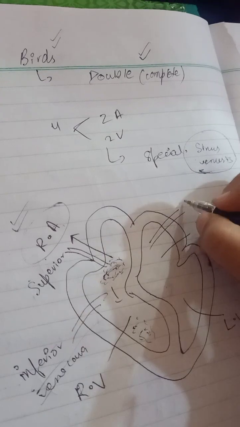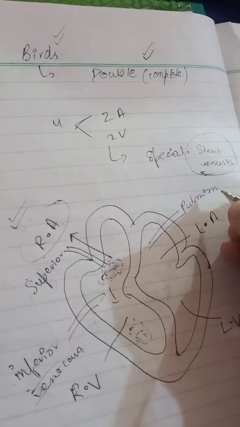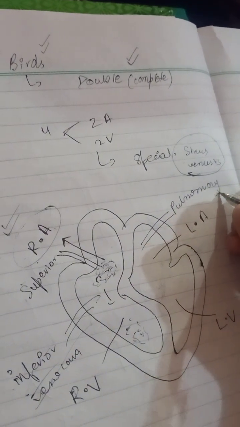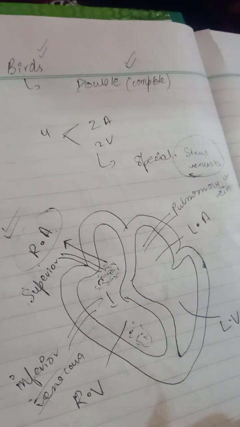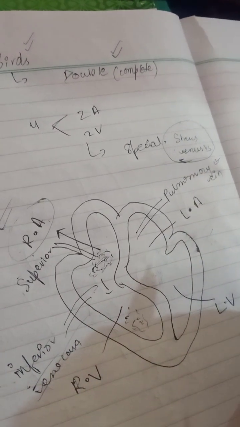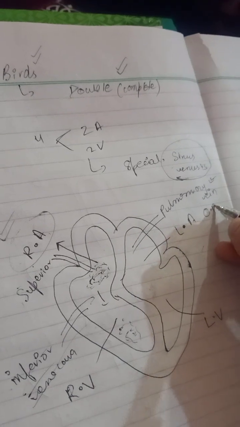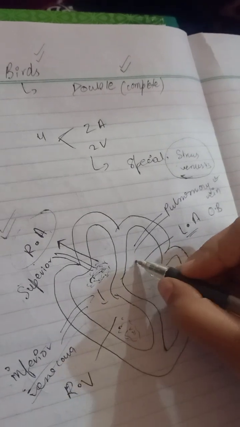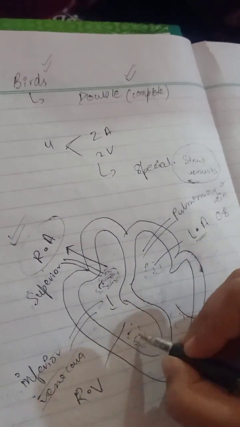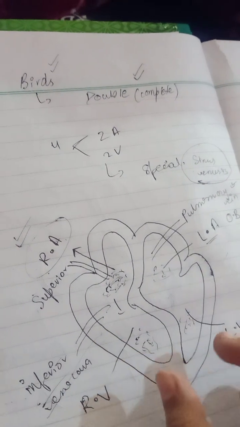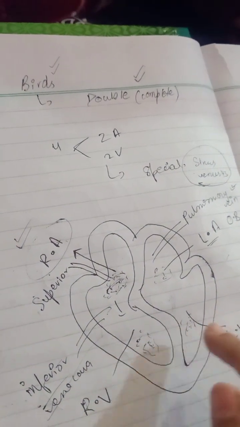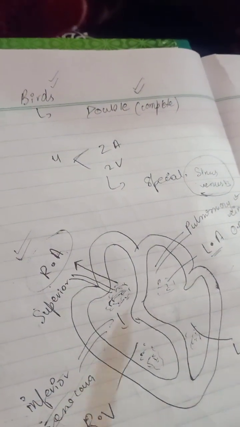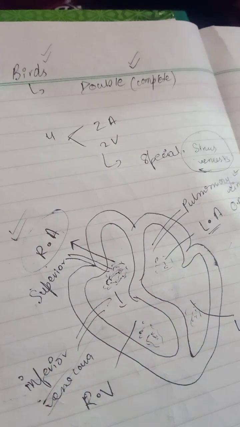Now on the left side, we have a pulmonary vein. As you know, in the previous video we discussed the pulmonary vein in the frog. The pulmonary vein carries oxygenated blood, and through the left ventricle the oxygenated blood is carried. This is the deoxygenated blood, this is the oxygenated blood. So you can see that the bloods are not mixed. That's why we call it a complete but double type circulatory system, because in the heart there are two kinds of blood.